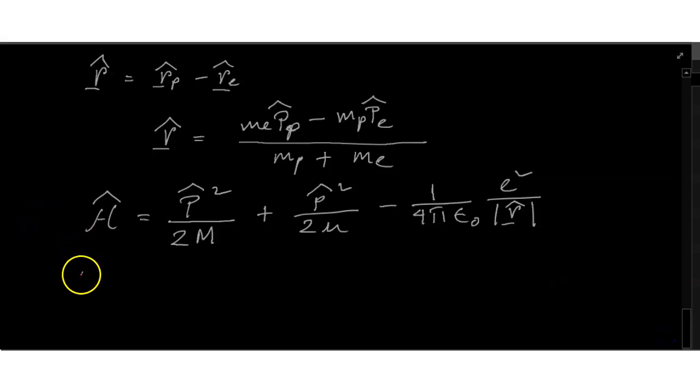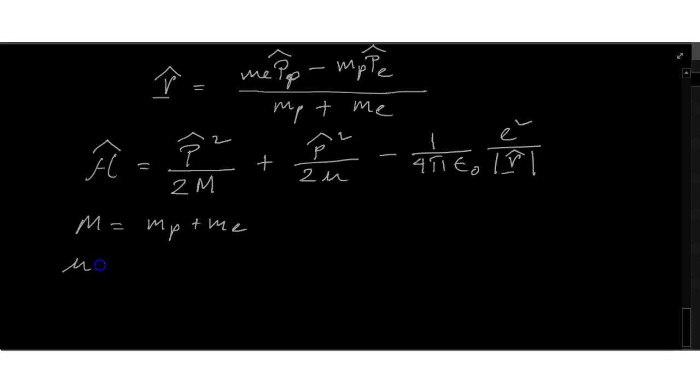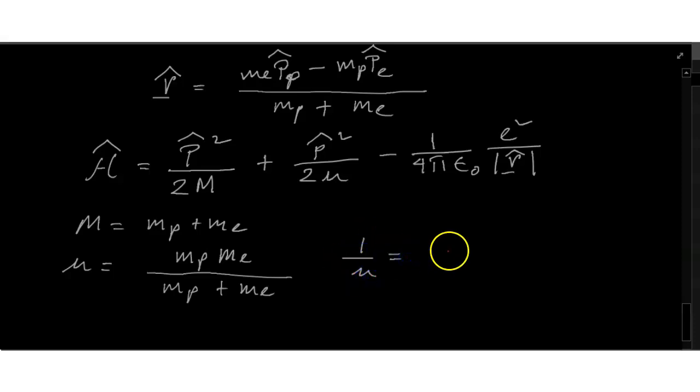So in here, capital M is equal to the mass of the proton plus the mass of the electron, and small mu equals the mass of the proton times the mass of the electron divided by the mass of the proton plus the mass of the electron, and 1 by mu equals 1 by mp, the mass of the proton, plus 1 by me, the mass of the electron.